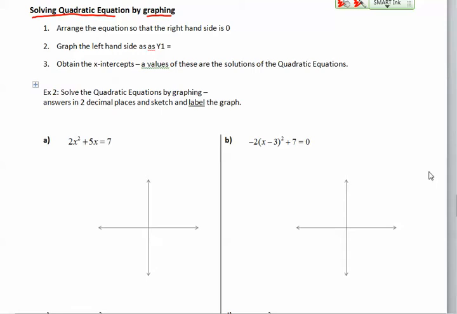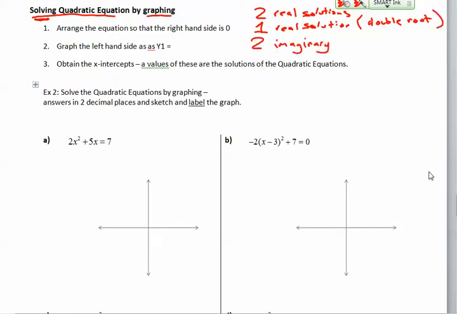So remember when we say we're solving the quadratic equations, that we're going to come up with solutions. Most of the time with a quadratic equation, I'm going to have two solutions. But sometimes I only have one. Remember, there's three possibilities. I could have two real solutions. I could have just one real solution, and that would be a double solution. We call it a double root. Or I could have two imaginary solutions.